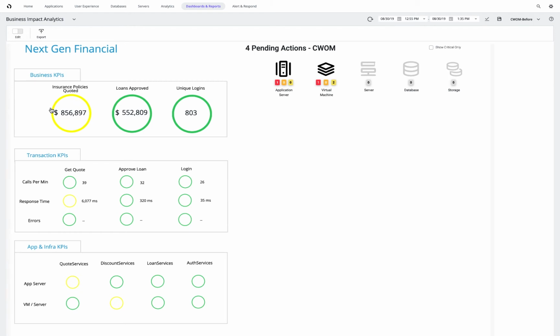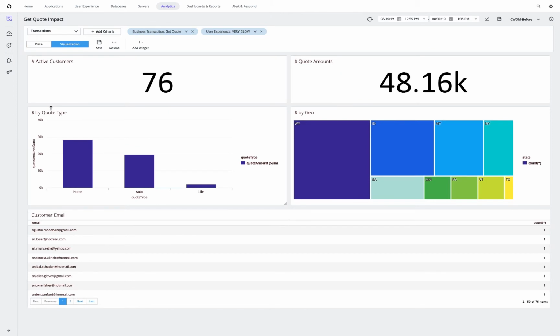And not only do we have that high-level metric, but we can also drill down into the exact 76 customers who had a performance impact. We know roughly there was about $50,000 at stake, and we know exactly what types of quotes they were attempting to purchase. So we have a very deep level of information about these customers, potentially down even to their email address. So you're saying that the 48K that are at risk.